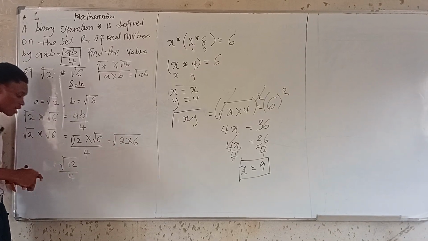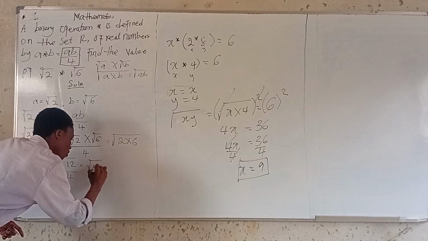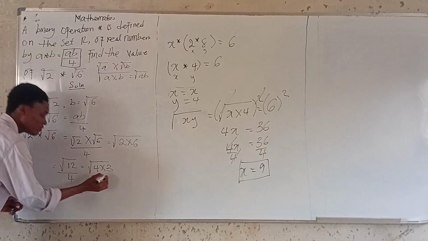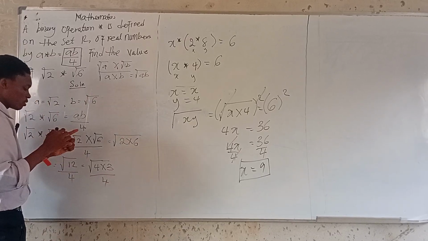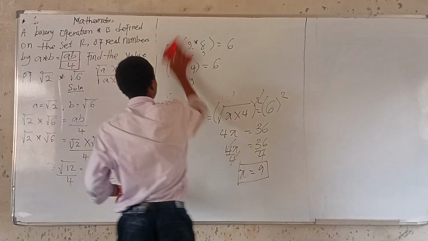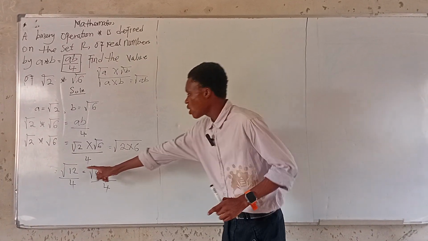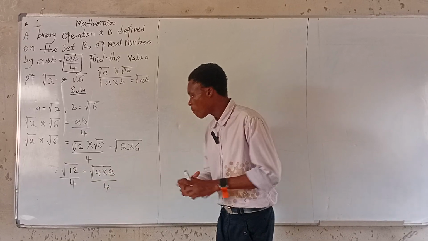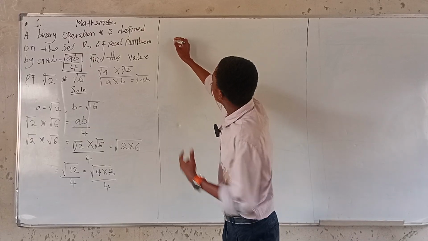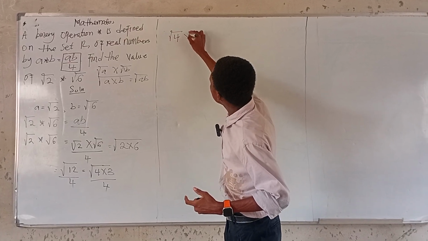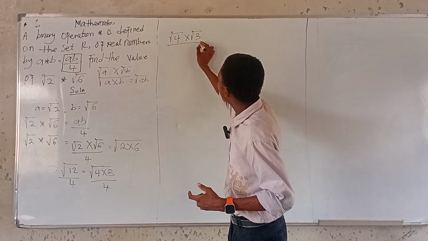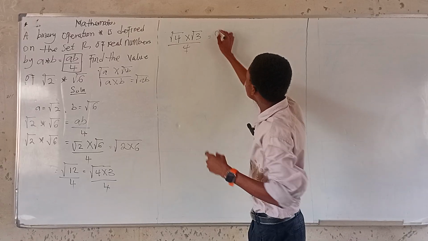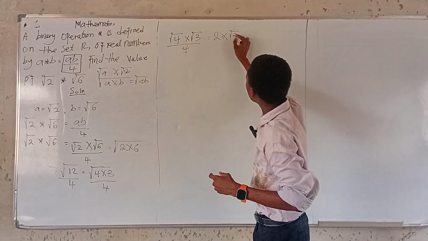We can still solve this. From here, we know that the square root of 4 times 3 is 12, divided by 4. We know that the square root of 12 equals the square root of 4 times 3 divided by 4. So we have the square root of 4 times the square root of 3, all divided by 4. So from here, the square root of 4 is 2, times the square root of 3, divided by 4.